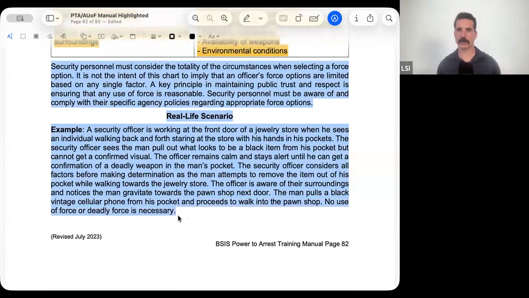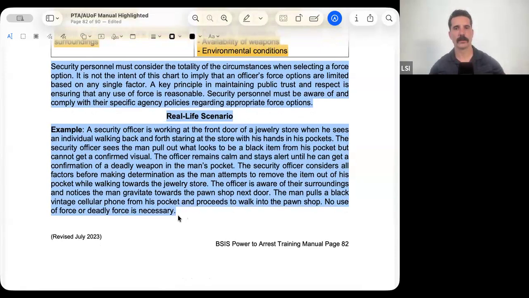Security personnel must consider the totality of the circumstances when selecting a force option. It is not the intent of this chart to imply that an officer's force options are limited based on any single factor. A key principle in maintaining public trust and respect is ensuring that any use of force is reasonable. Security personnel must be aware of and comply with their specific agency policies regarding appropriate force options.